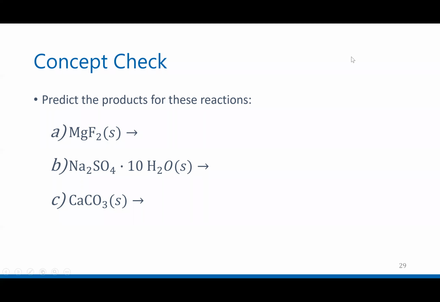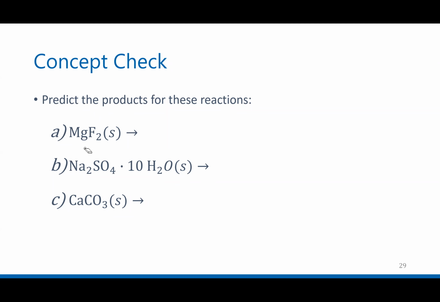All right, welcome back. So yesterday, Monday's class, we looked at one of the 5 types of chemical reactions. We looked at decomposition. Decomposition is when you take a single compound, and all of these on this slide are single compounds. We have ionic, we have hydrate, and we have an ionic with a polyatomic. We are going to predict the products for these reactions.